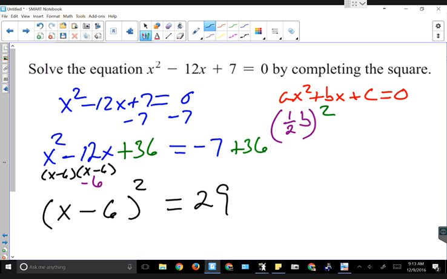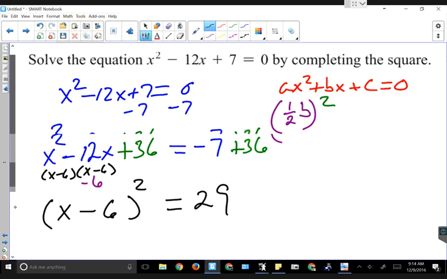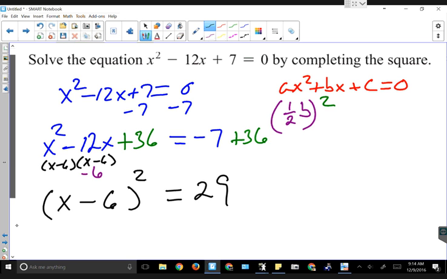Now, FOIL it out in your head. What is x times x? Well, that's x squared. What is x times negative 6? Negative 6x. What's negative 6 times x? Negative 6x. When I add them together, I get negative 12x. What is negative 6 times negative 6? 36.